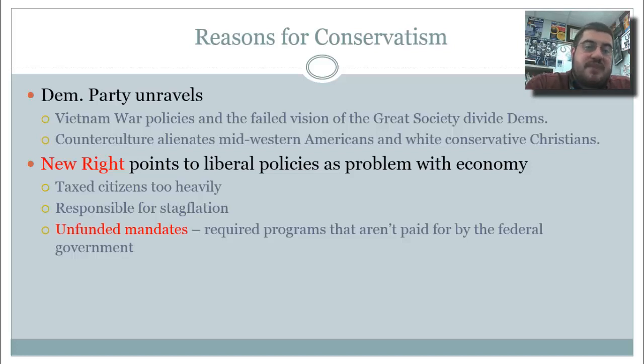The New Right basically says three things are wrong with these economic liberal policies, and that's that they tax citizens too heavily. They're responsible for the stagflation, or the rising prices and stagnation, which is lack of growth in the economy, and also for something called an unfunded mandate, which is a program that is required for states to follow through. So the federal government is requiring the states to do something, but they aren't providing a way to pay for it. And so that may not seem fair, it may not seem constitutional, but more and more of these are getting passed as our budget deficit rises.